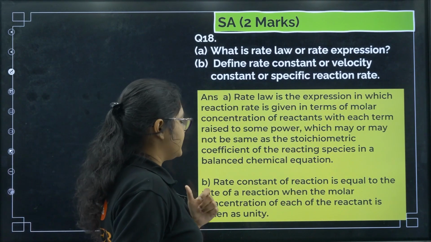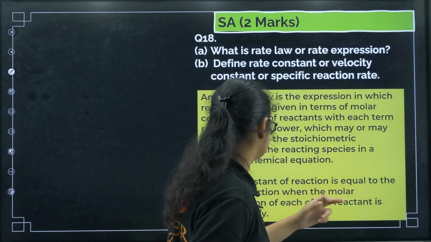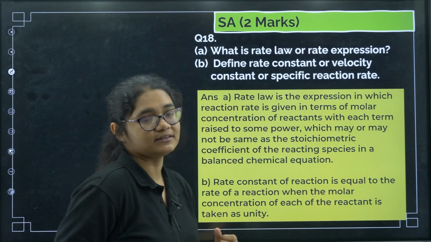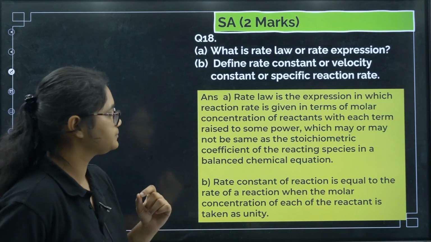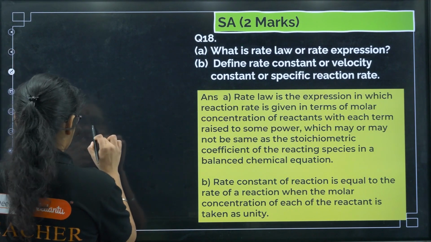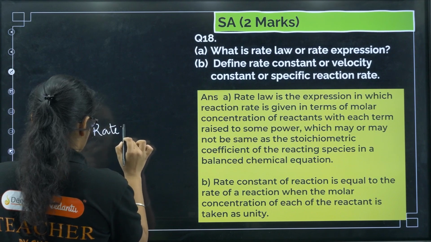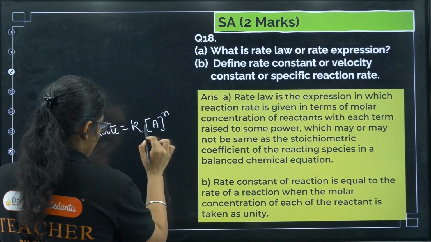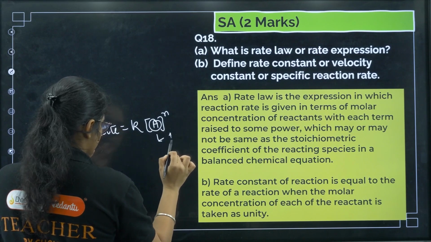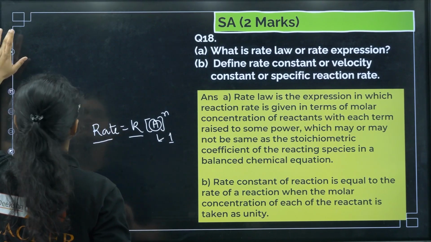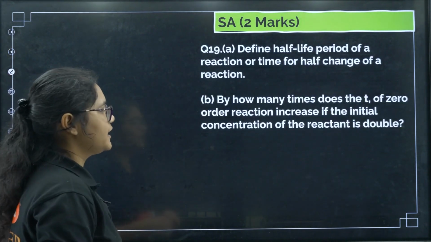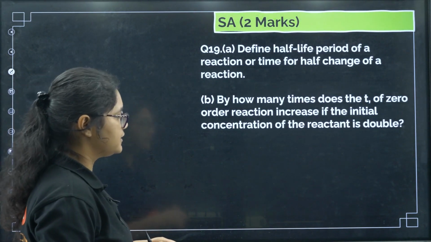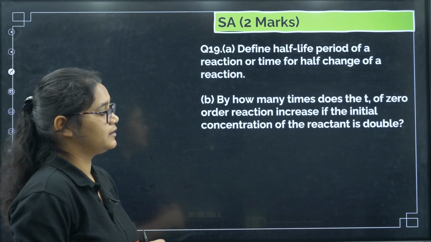Next, what is the rate constant? The rate constant of a reaction is equal to the rate of the reaction when the molar concentration of each of the reactants is taken as unity. Rate is equal to K into, suppose, A to the power of n. Now when this A is taken as 1, then the rate is equal to the rate constant. Next, define half-life, and how many times does the half-life of a 0th order reaction increase if the initial concentration of the reactant is doubled?